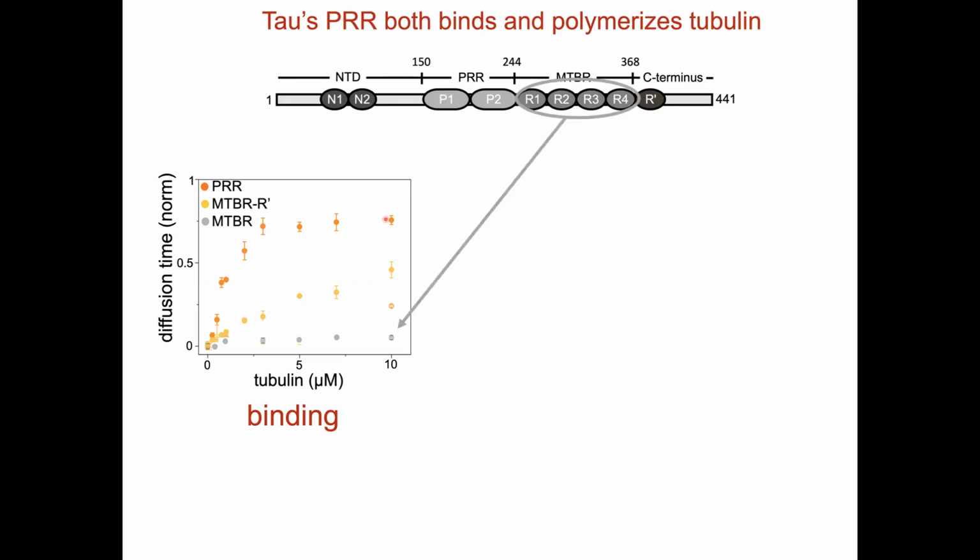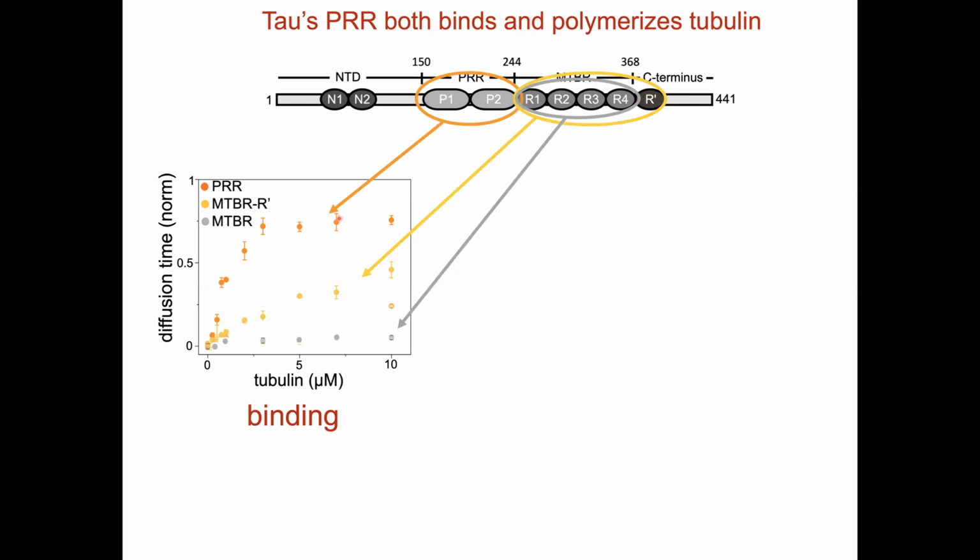But for contrast, I want you to look at the other constructs we're looking at. If we look at the gray, this is a construct where we have only the microtubule binding region. What's really striking is that, despite its name, in the absence of the proline-rich region, it really doesn't like to bind soluble tubulin. And if we include this R prime, as we have in yellow, we can see that we get a little bit of binding, but the shape of this curve mostly looks like a weak non-specific interaction, right? We don't see the strong cooperativity we see with the proline-rich region on its own, which is what we see here.